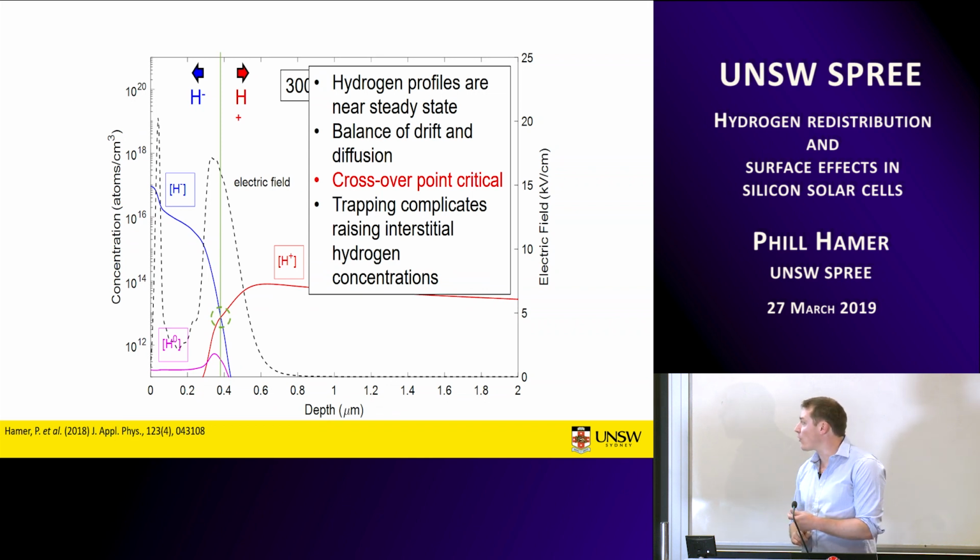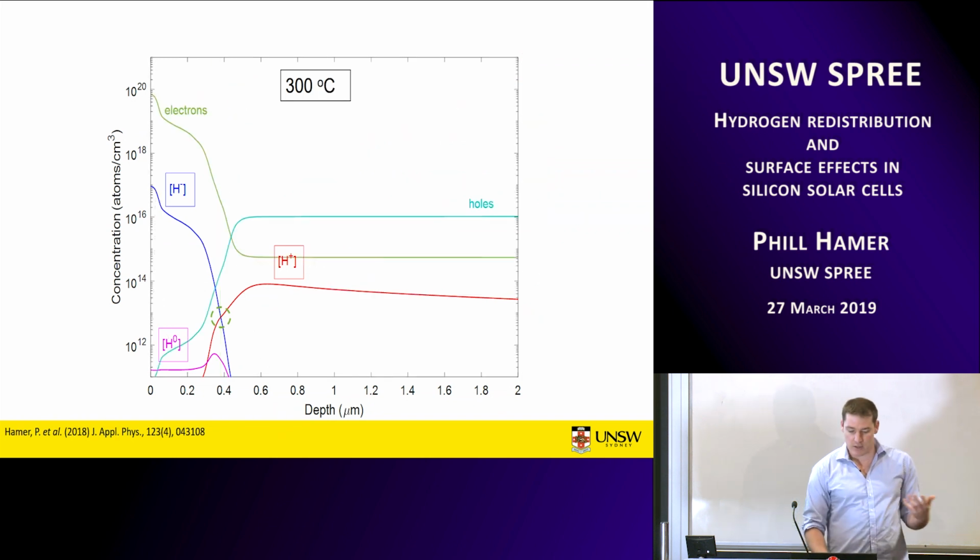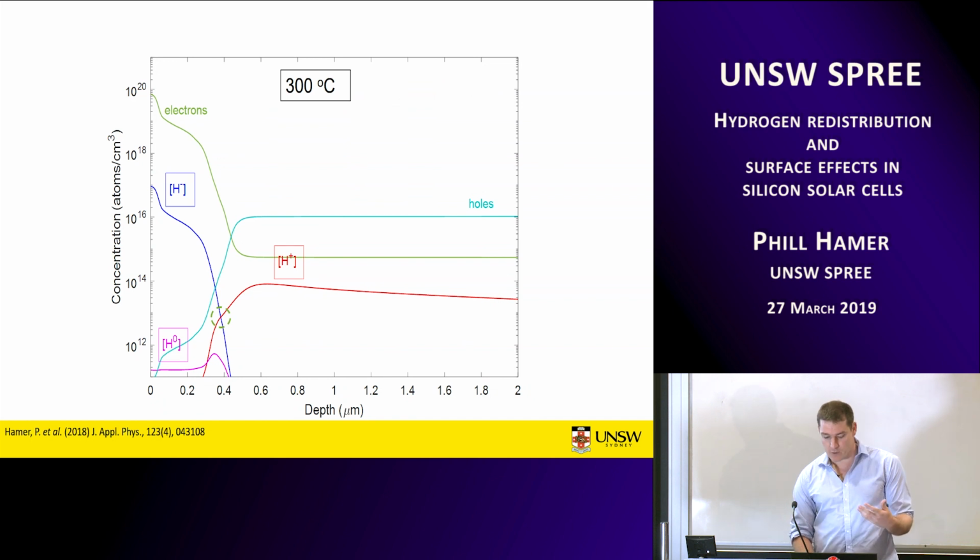Trapping complicates this a bit, so while we can get most of the kinetics from this, if you have a higher effective solubility for hydrogen on one side of this crossover point or the other, you'll also distort the total hydrogen profile somewhat. So this is simulating it coming in, which is what I was doing initially. The other point is that this crossover point is going to be on the N-type side of the metallurgical junction.